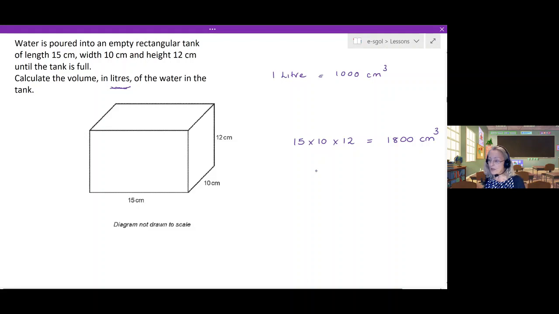And the way that I would do this is I would divide the 1,800 by the 1,000, because there's 1,000 centimetres cubed in every litre. And that will give me the answer of 1.8. So the final answer to the question is that we've actually got 1.8 litres in this tank.